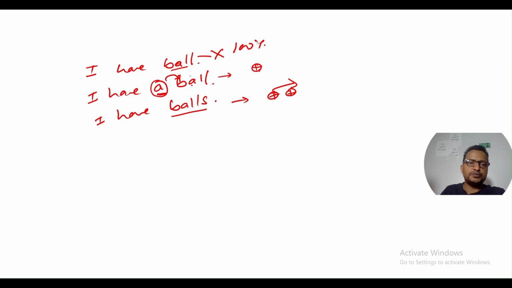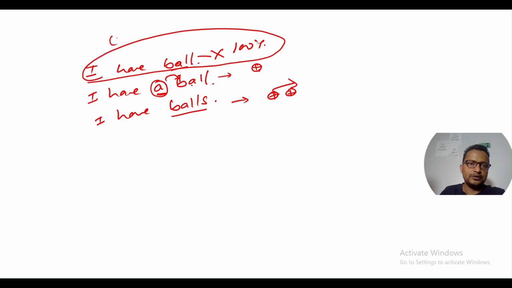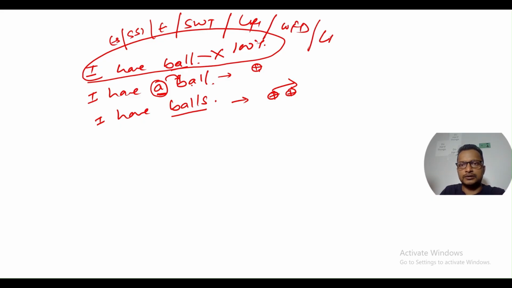The problem is people will write I have ball, and then their grammar score will go down when they write an essay, when they write SST, email, SWT, when they do listening fill in the blanks, write from dictation, reading fill in the blanks. In this context, people will say I have ball. This is 100% wrong. This is where you will be losing your score.